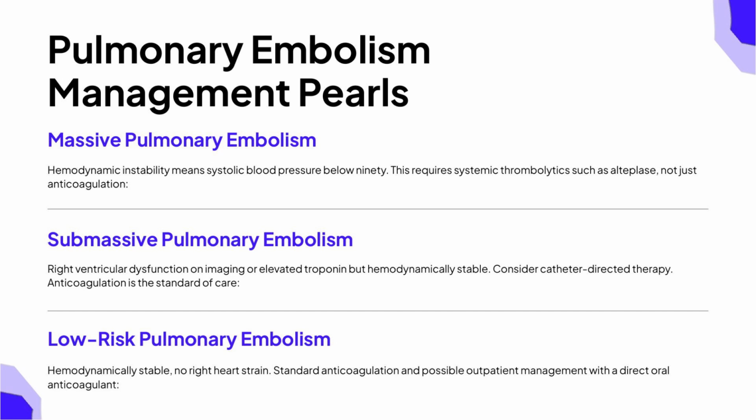Submassive pulmonary embolism means the patient is stable but has right ventricular dysfunction on imaging or elevated cardiac biomarkers. Standard anticoagulation is the treatment, with catheter-directed therapy considered in select cases.